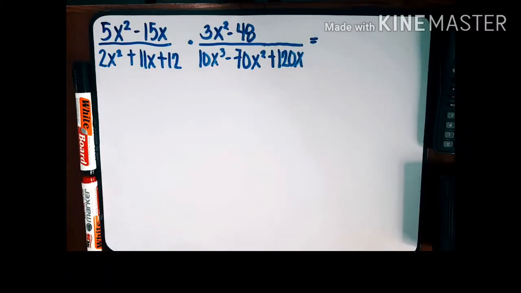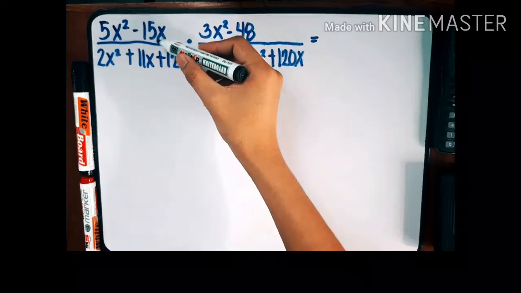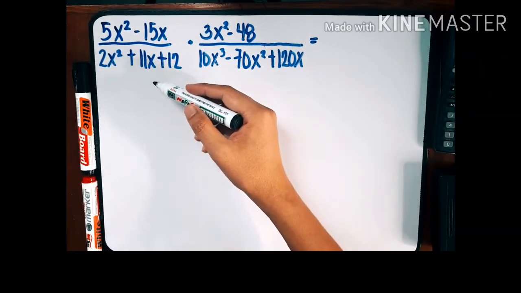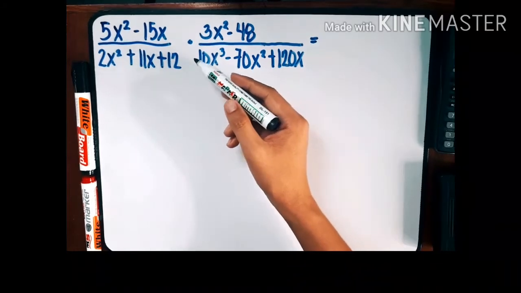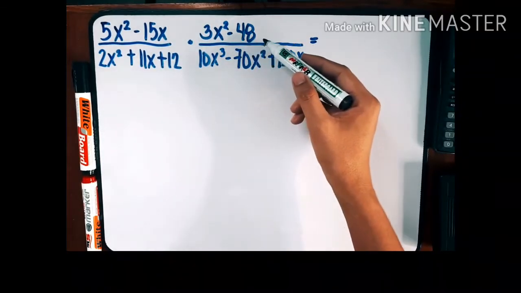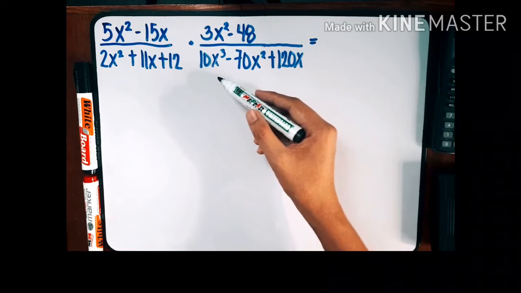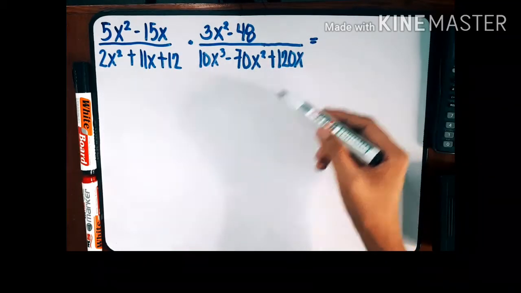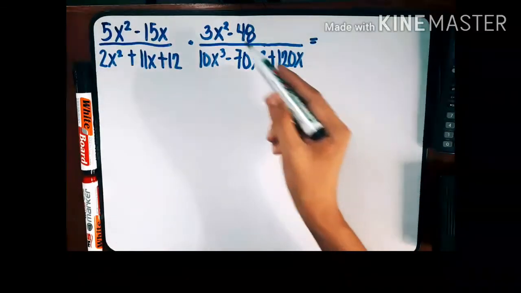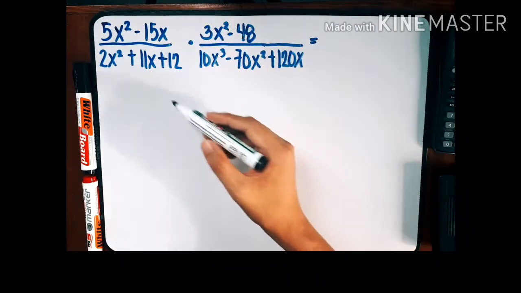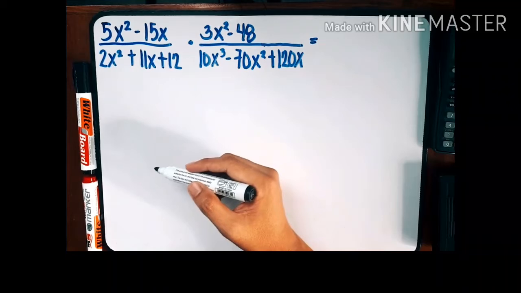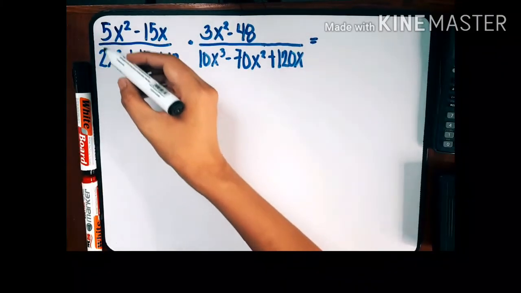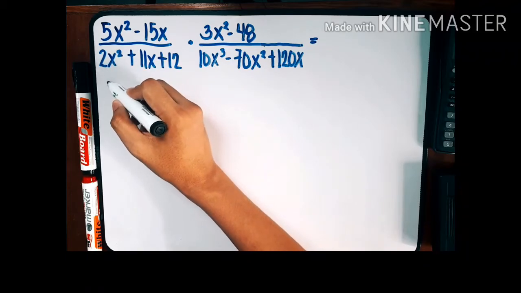Next example is 5x squared minus 15x over 2x squared plus 11x plus 12 multiplied by 3x squared minus 48 over 10x cubed minus 70x squared plus 120x. Una, factor out muna natin lahat. Start tayo dito sa 5x squared minus 15x. Kunin lang natin yung greatest common factor, which is 5x.